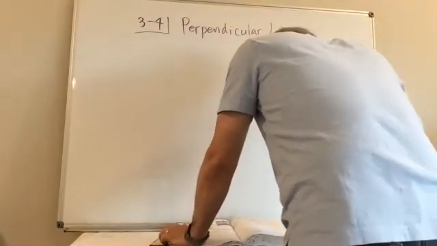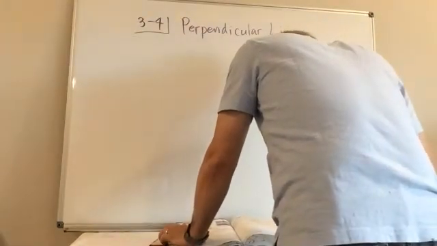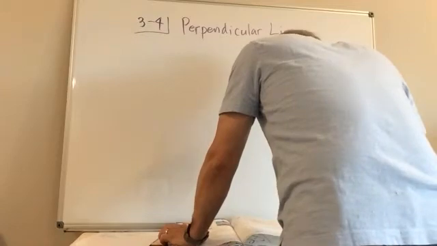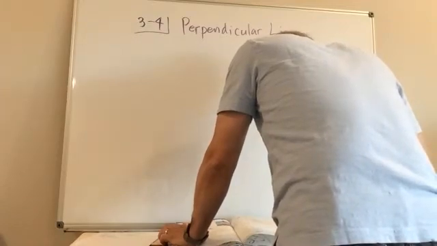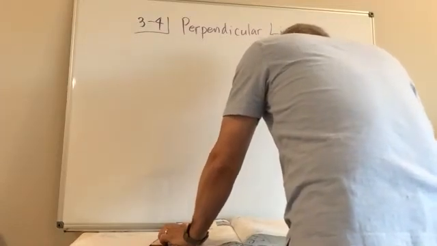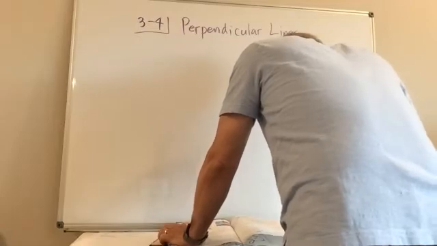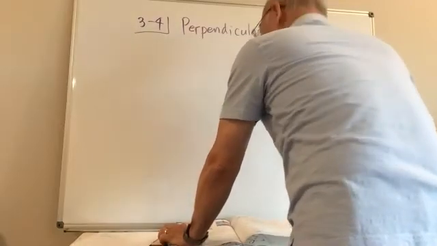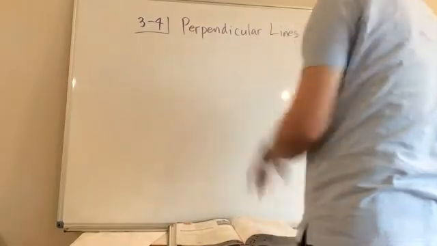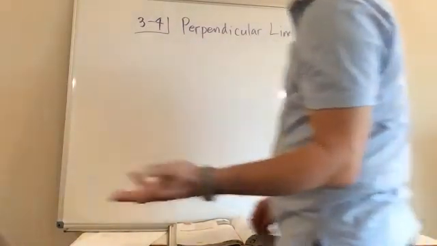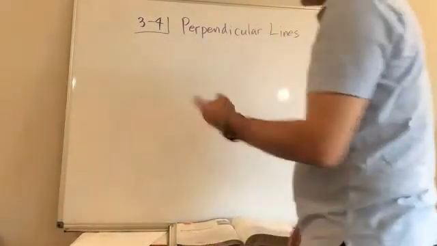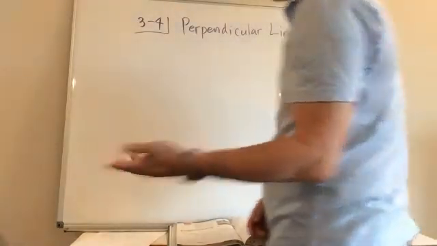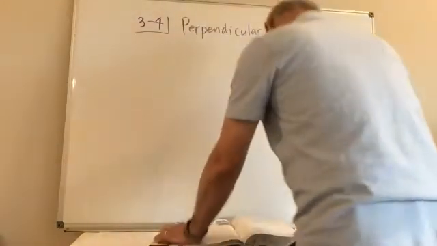3.4.1, if two intersecting lines form a linear pair of congruent angles, then the lines are perpendicular. Okay, the key words there being linear and congruent. They're congruent, which means that they're the same, and they're linear, which means they have to add to 180, right? If two same angles add to 180, obviously each one of them has to be 90 degrees. Okay?